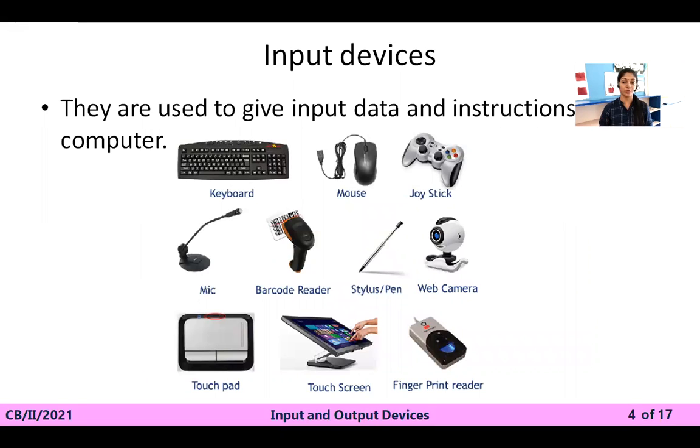Now, some of the input devices. Keyboard, mouse, joystick, mic, that is microphone. We have barcode reader here, stylus or pen, web camera, touchpad, touch screen, fingerprint reader. So what are they used for? They're used to give input or data and instructions to the computer. Okay, to give some instructions to the computer, we will be using the input devices. That is, these input devices.